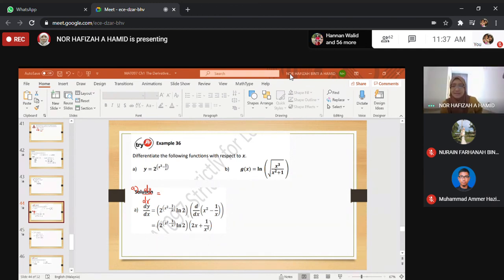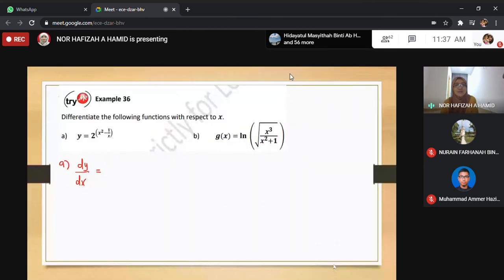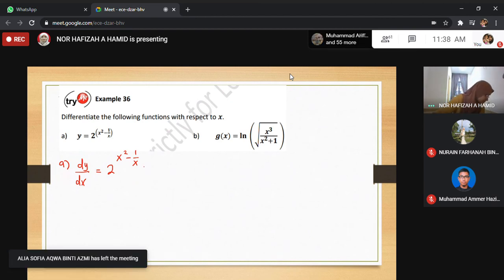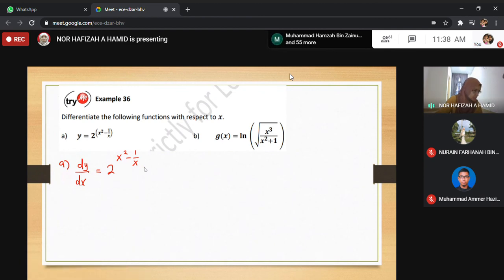Okay. So, saya buat kelas kat rumah ni, dia banyak sikit gangguan dia. Okay. So for 36A, you can refer to formula for exponential function. dy over dx, you can dapat 2. So saya copy je x square minus 1 over x. Ni macam yang tadi, example 34B tadi. So you have 2 to the power x square minus 1 over x. So you dapat ln 2.